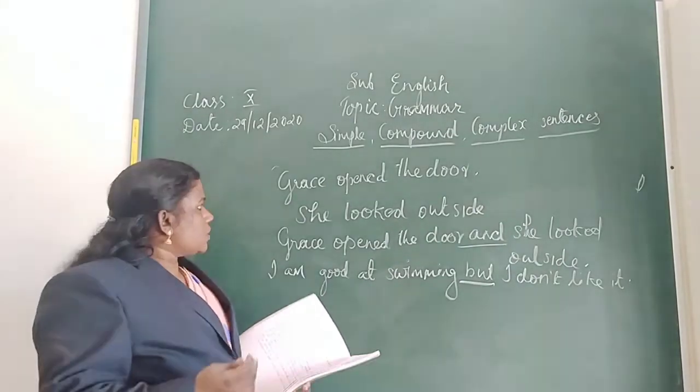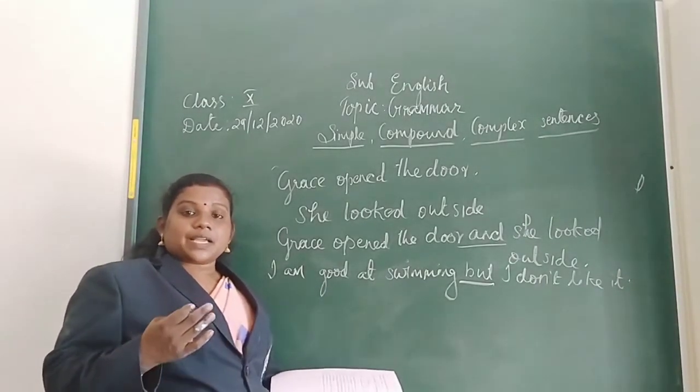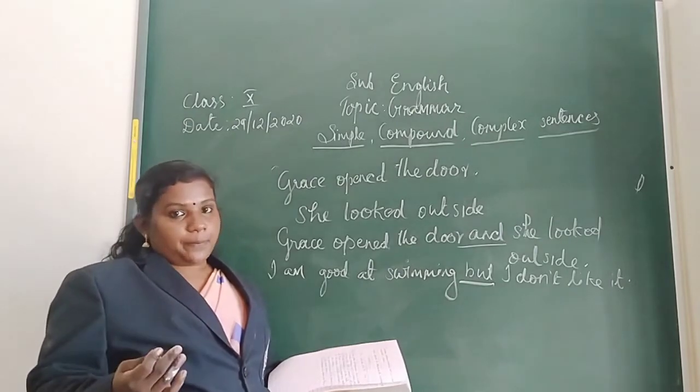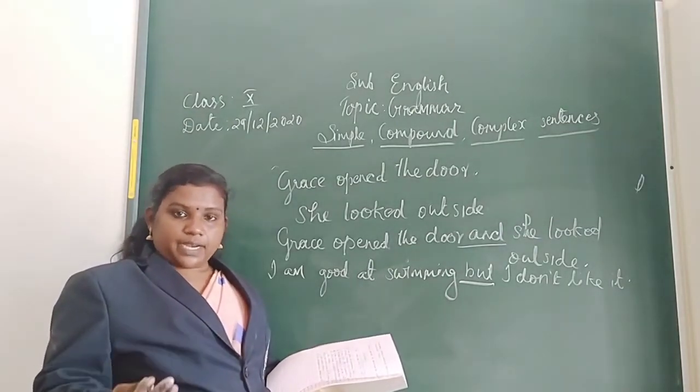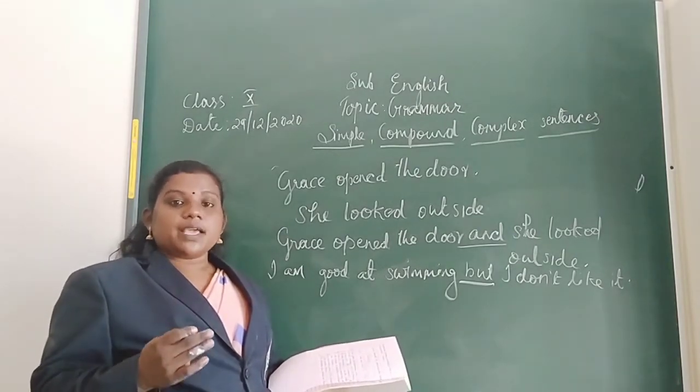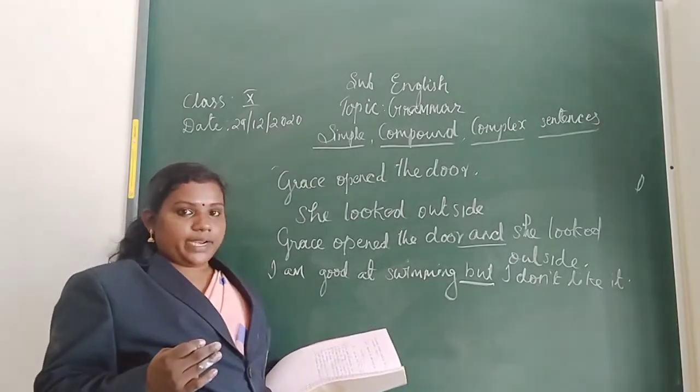Clear students? So what is a compound sentence? Compound sentences consist of two independent ideas. Okay, two independent ideas which will be connected by coordinating conjunctions.